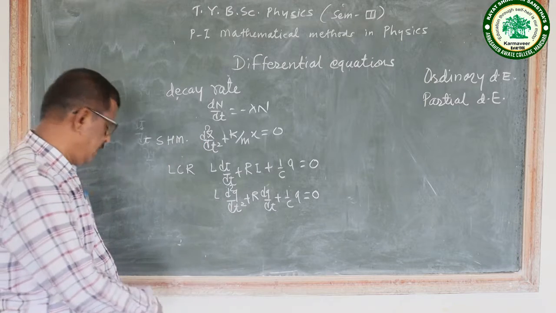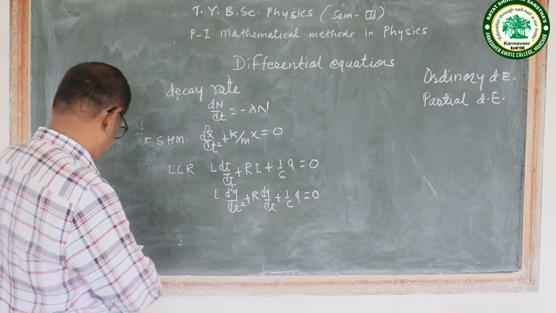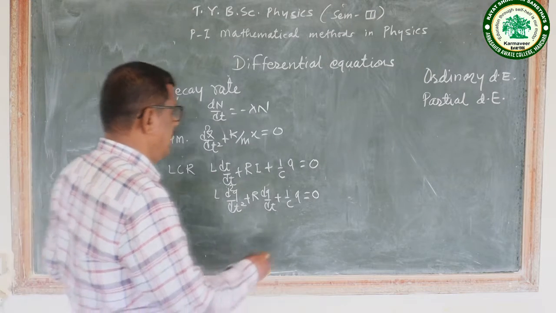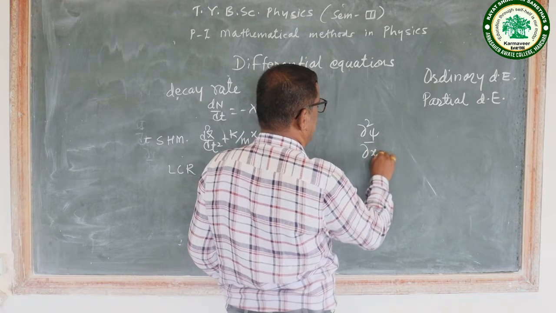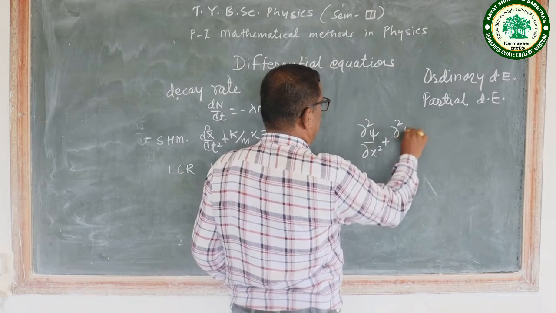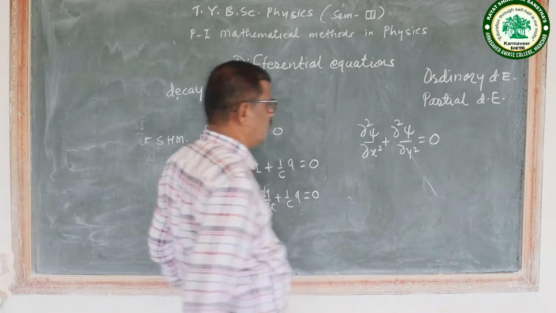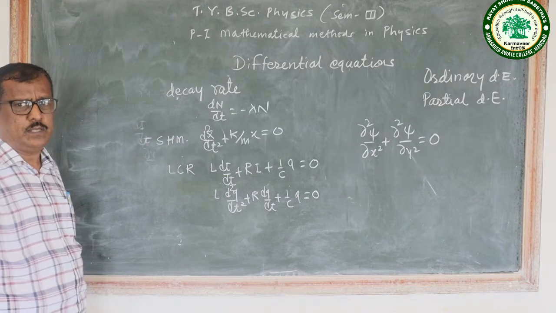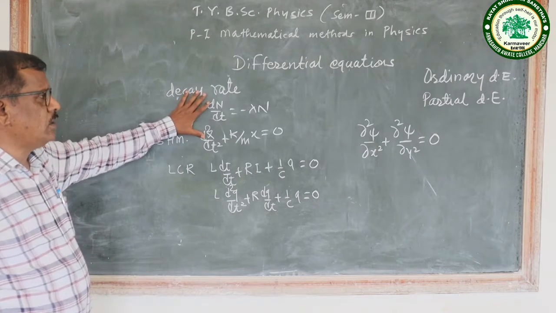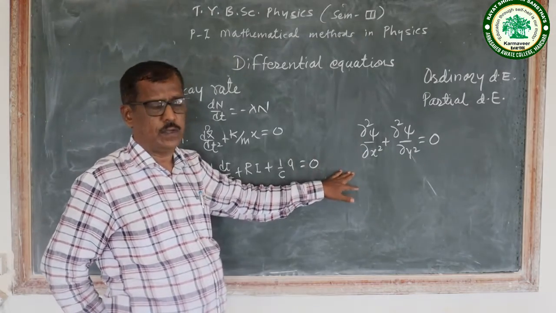Secondly, we find the partial differential equation. Generally, the Laplace equation in two dimensions, delta 2 psi by delta x square plus delta 2 psi by delta y square, this is equal to 0. So what is the difference between these two differential equations? Why is this called the ordinary differential equation and why is this called the partial differential equation?